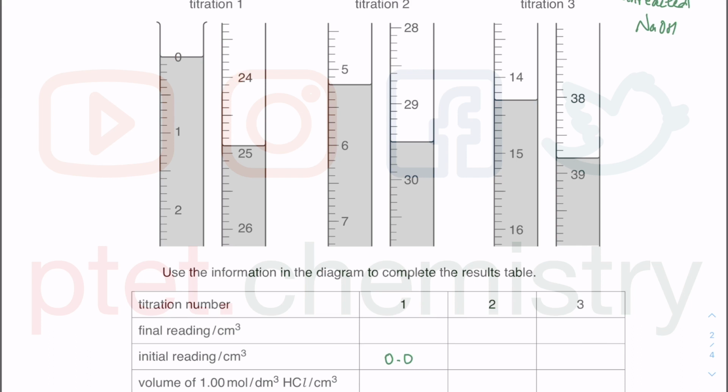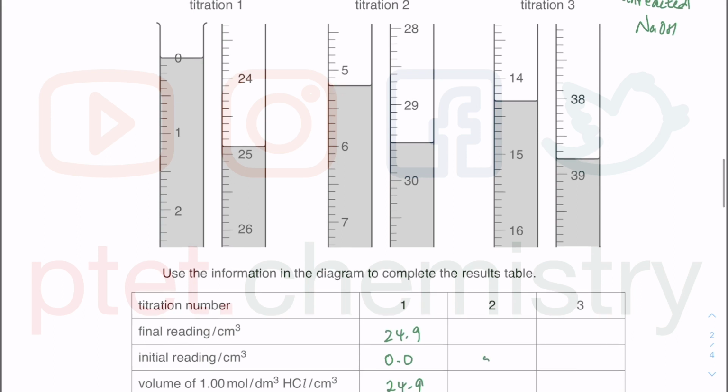This is 24, this is 25, so this is not 25.1 because you're going downward. So this slightly longer one is 24.5, 0.6, 0.7, 0.8, 0.9, so 24.9. And then the difference onto your calculator is 24.9 as well because this minus this gives you 24.9. Initial reading 5.1, 5.2, final reading 29.1, 2, 3, 4, 5. Pop that into your calculator, you get 24.3.